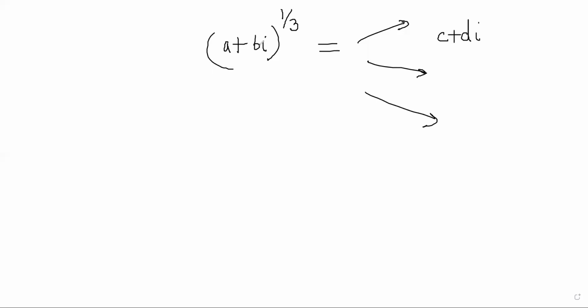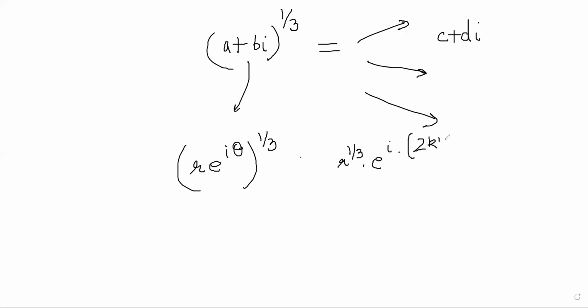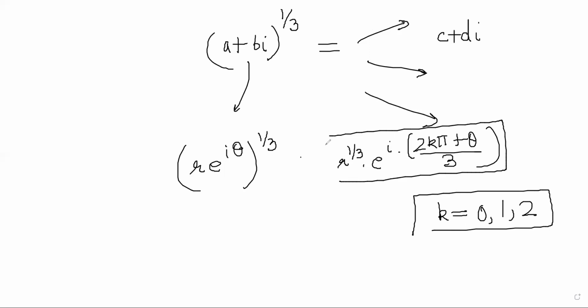So when you have a plus bi and you are supposed to find its cube root, I will not say that this is just one c plus di. Actually, there are three roots, because it's a cube root. So how do I get that? This can be written as r e power i theta, and when you take the cube root of a complex number, you get r power 1 by 3 e power i (2k pi plus theta) by 3, where k goes from 0, 1, 2. These are the cube roots of this complex number.